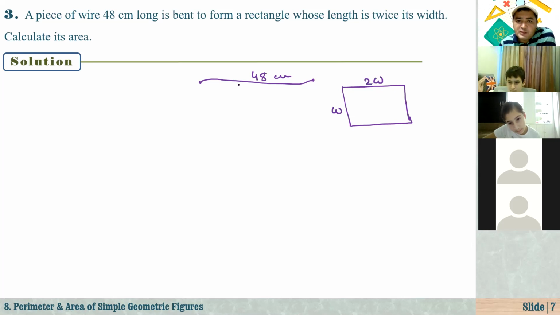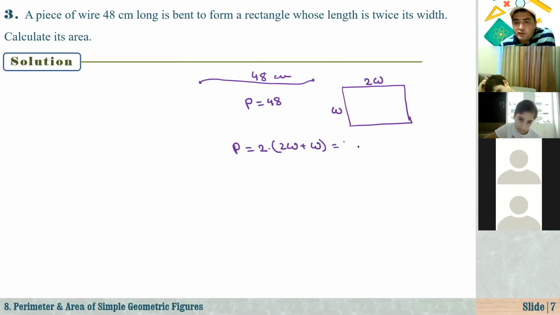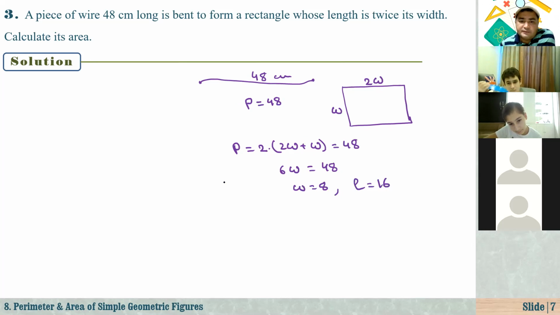Since we use this piece of wire to make this rectangle, that means that the perimeter of this rectangle should be 48 centimeters. To find the area, I need to know W. So what is perimeter? 2 times length plus width. Length equals 2W, width is just equal to W. That's equal to 48. If you solve this equation, 2W plus W is 3W, 3W times 2 is 6W equals 48. So W is equal to 8. That means that length is equal to 16.